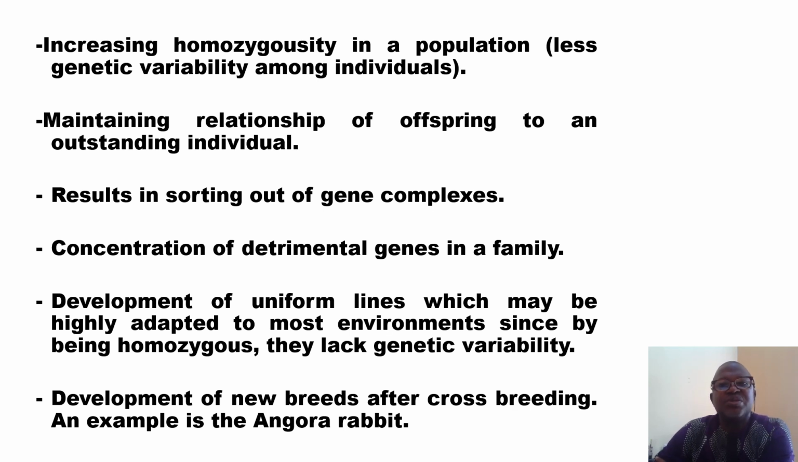It results in sorting out of gene complexes. It can concentrate detrimental genes in a family. It also helps in development of uniform lines that become highly adaptable to most environments. The problem with this is that because they are mostly homozygous, they are lacking in genetic variability. Inbreeding can also be used to develop new breeds after a series of crossbreeding, as occurred, for example, in the Angora rabbit.